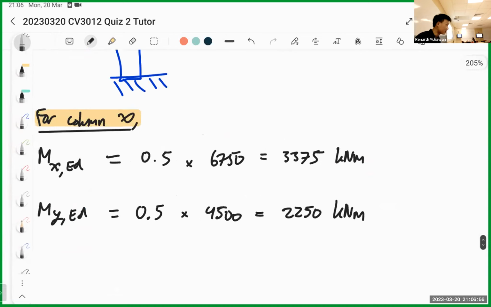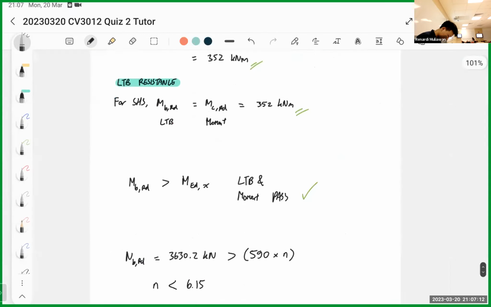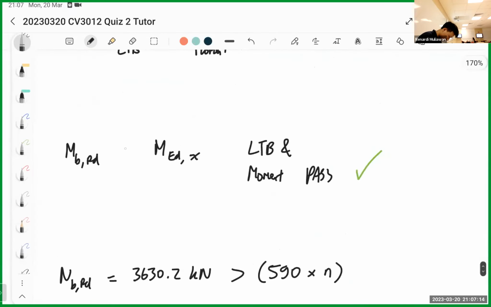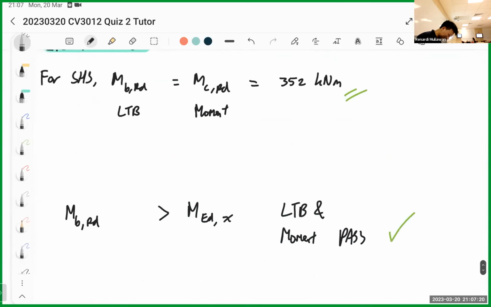Even that, you need to divide by half. So it's very small. So 6.75, 4.5, 3.38, 2.25. So this one, MBRD is 352.